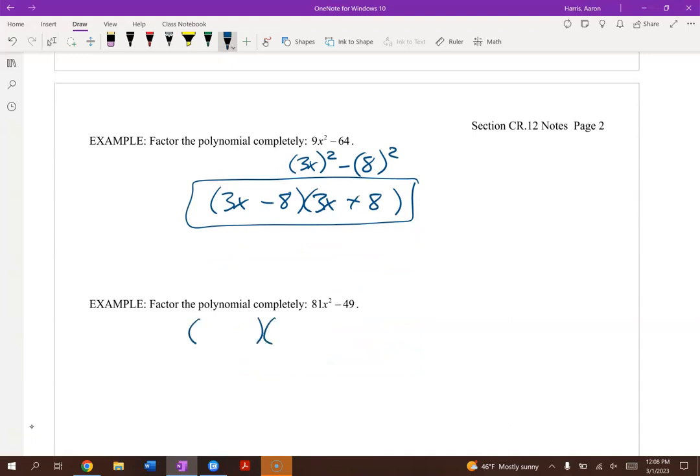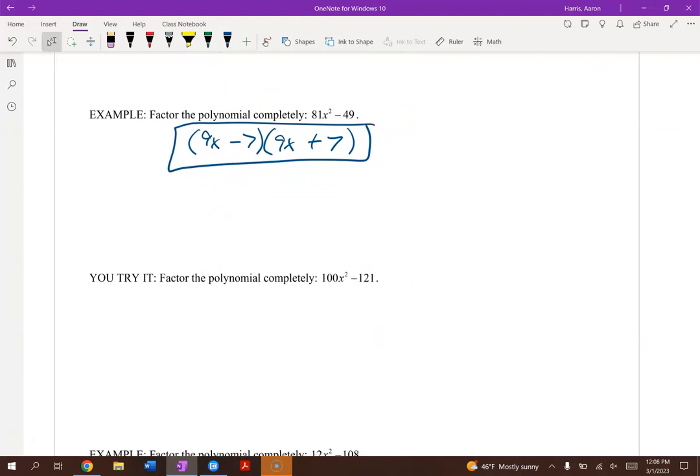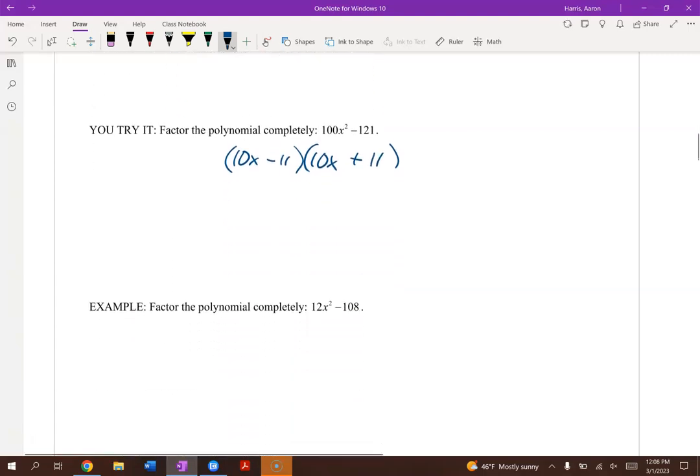How about this one? This is another difference of squares. So it's going to be, and good, minus 7 plus 7. Good. Again, check it, right? Always check these things. Another difference of squares. This time it's going to be, good. And good, minus 11 plus 11, right? And keep going with these.